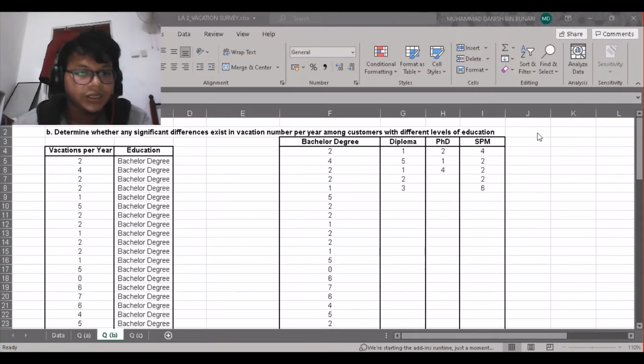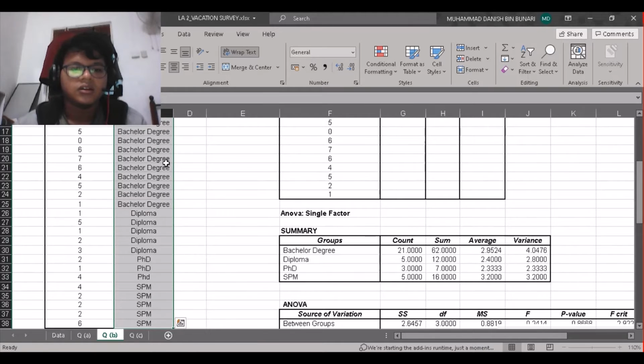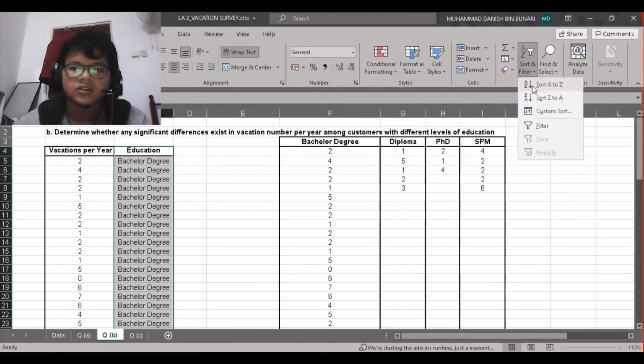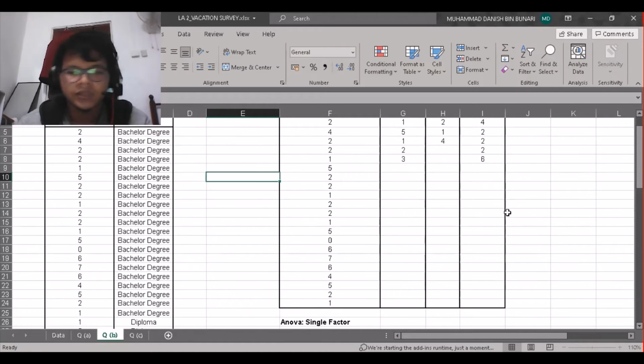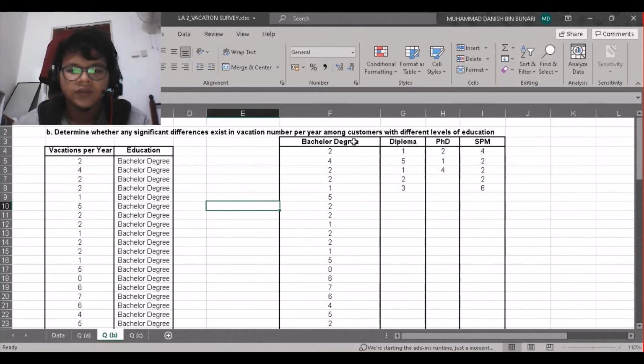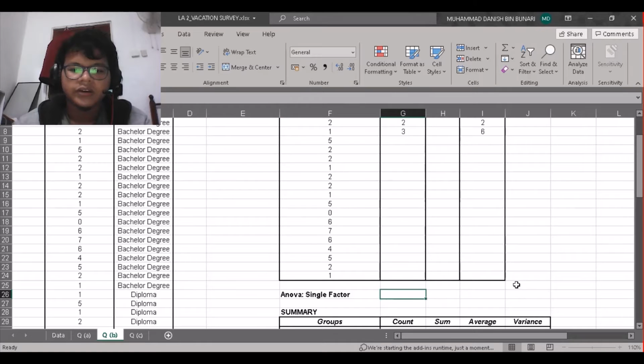For question B, we must copy the data of vacation per year and education level. After copying the data, we must sort the education level from A to Z. Highlight all the data and sort A to Z. After that, we must transfer the data into another table by creating another table. Then we can create a single factor ANOVA.